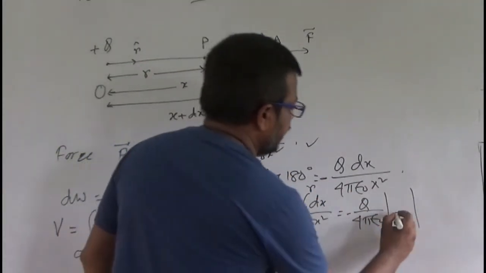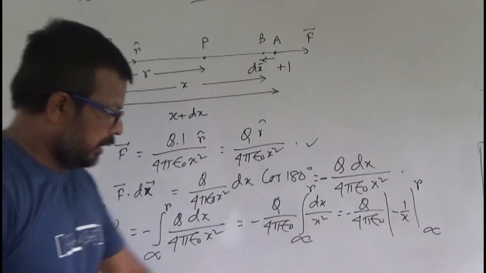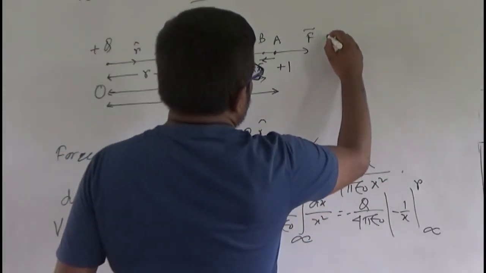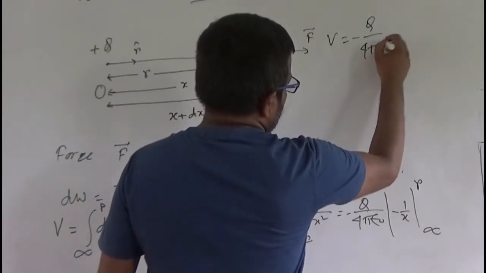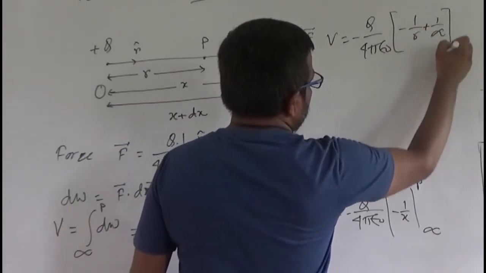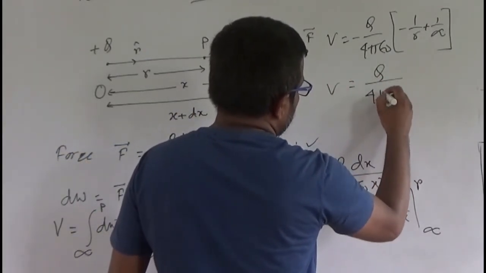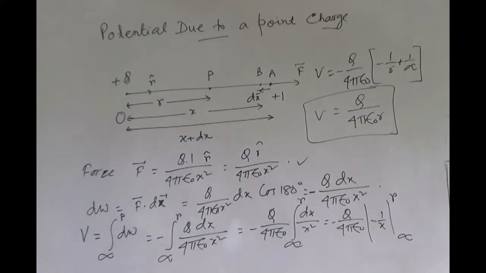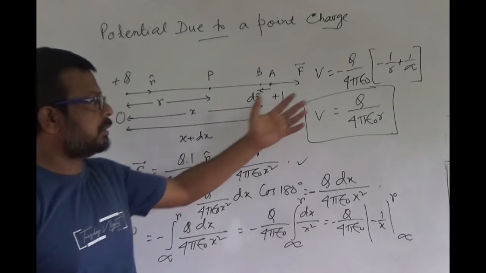integration dx by x square is minus 1 by x, lower limit infinity, higher limit r. Therefore, V is equal to minus Q by 4 pi epsilon naught times minus 1 by r plus 1 by infinity. 1 by infinity is 0. That means V is equal to Q by 4 pi epsilon naught r. This is the potential at a point P due to a point charge Q.